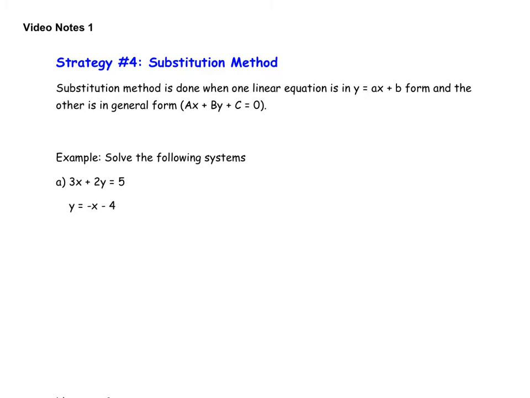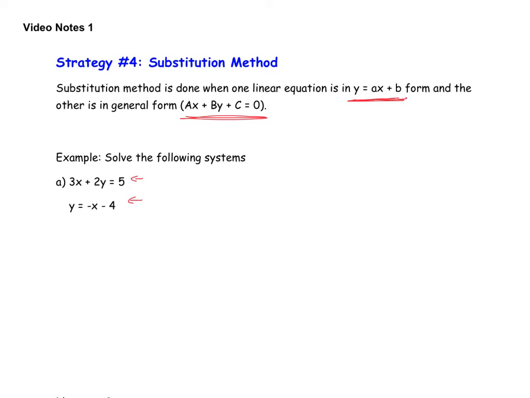Now the next method is substitution method, which some of you, I think last year, found a little bit more tricky. A substitution method is done when one linear equation is in function form, so y equals ax plus b, and the other is in general form. Okay, so we're going to solve it using substitution. So as you can see here, I have a general form and I have a function form.